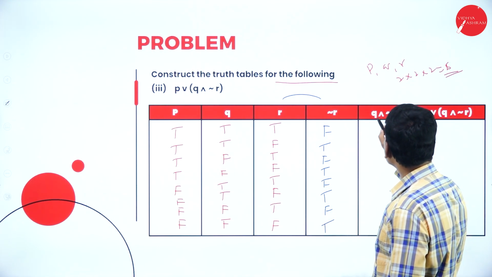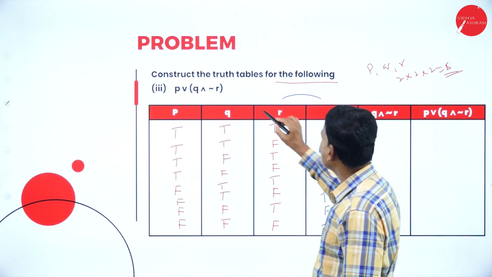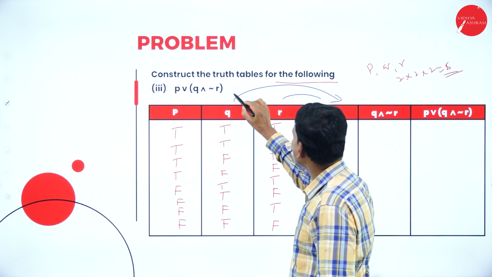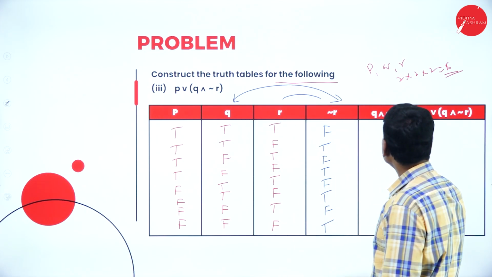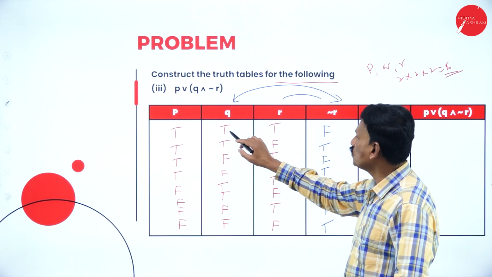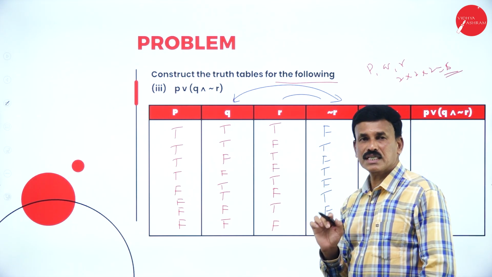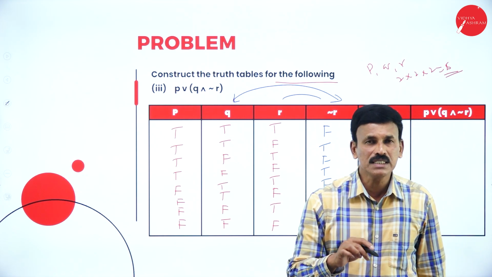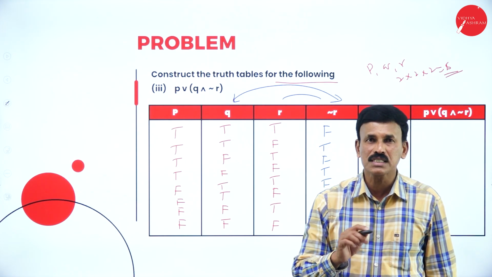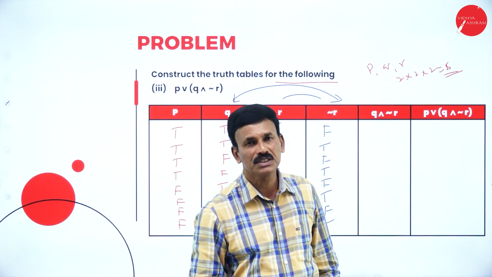Now, what is to write? The conjunction of Q and negation of R: Q conjunction negation R. For the conjunction, only if T and T is there is it true; in other cases it is false.